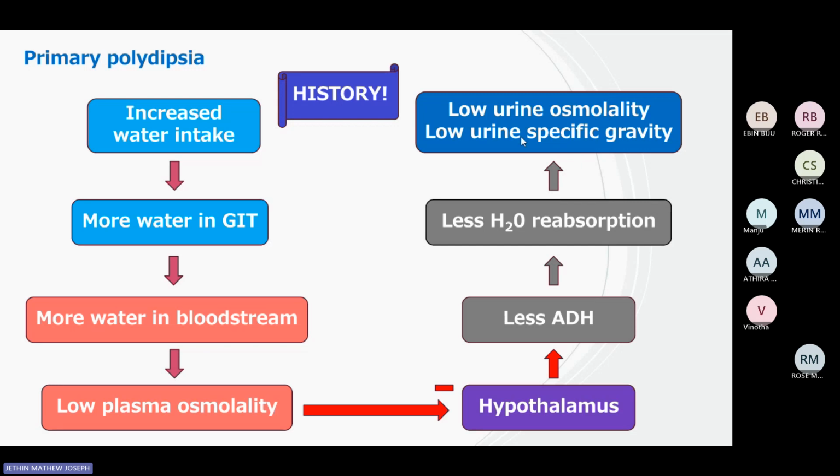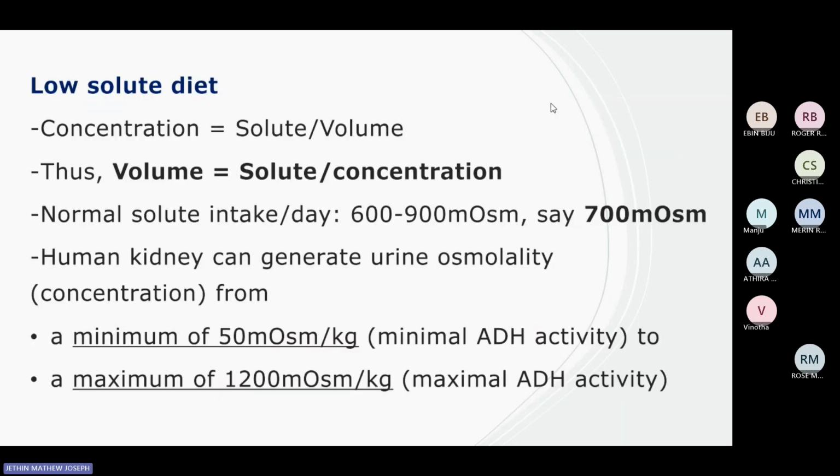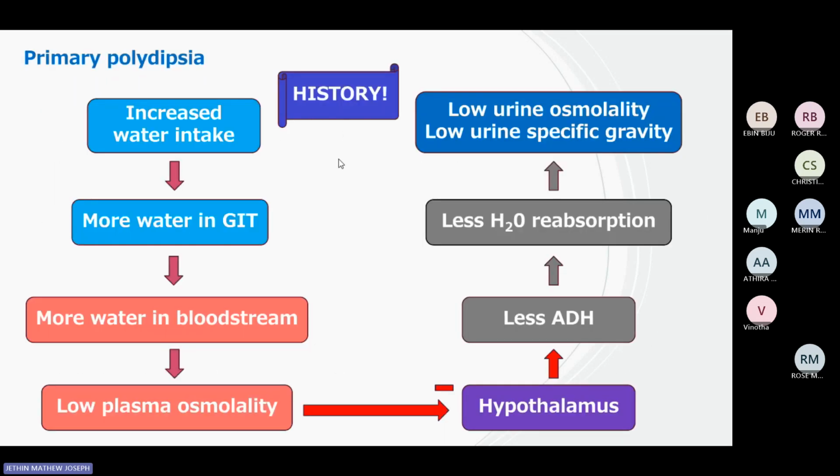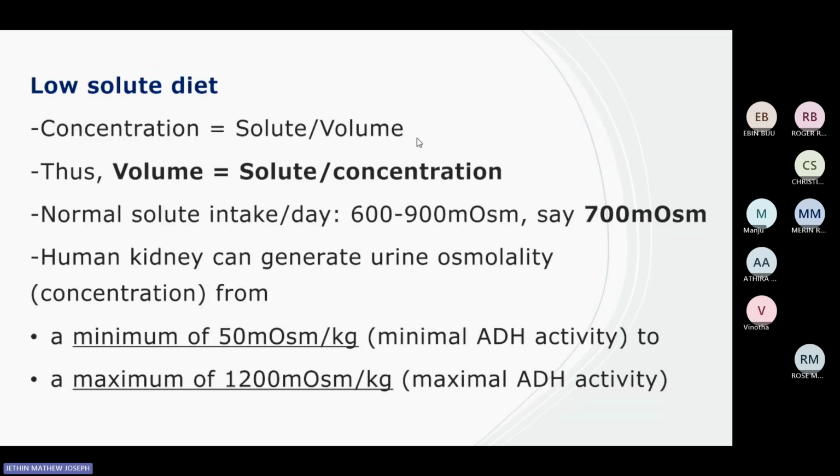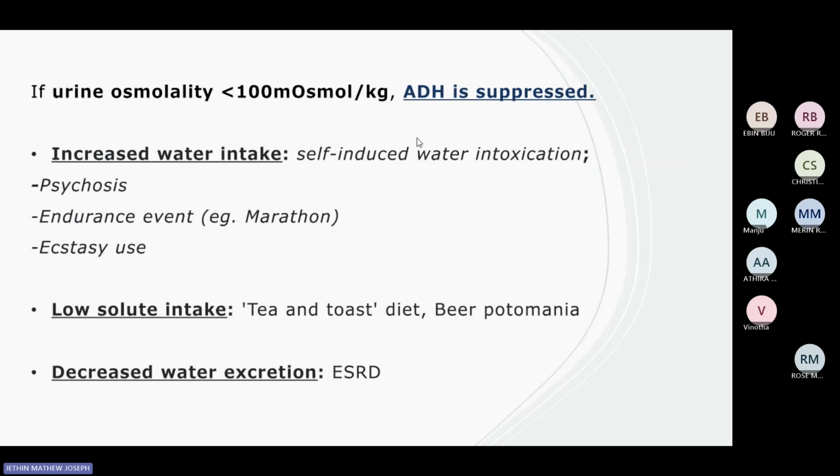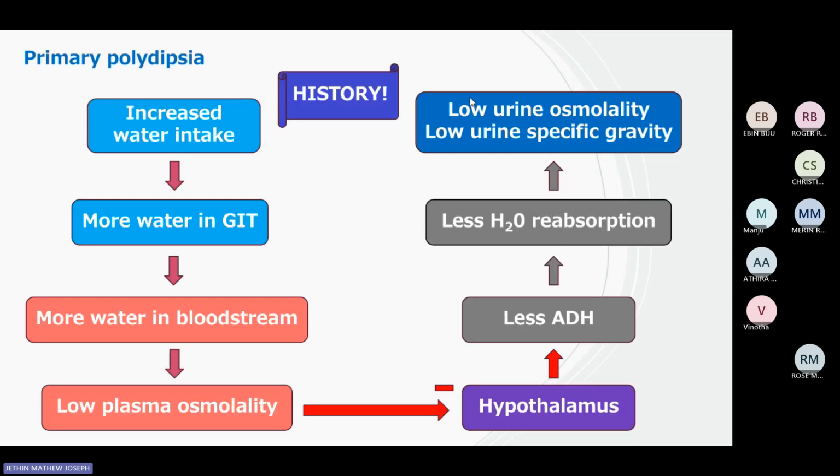You can also use urine specific gravity instead of low urine osmolality. So low urine specific gravity is also a measure of how dilute your urine is. So again, history is extremely important. Like here, you're going to find out from history if the patient is consuming a lot of water. So history is extremely important in this case as well. So we've covered increased water intake and how it causes hyponatremia and why you're getting a low urine osmolality as well.